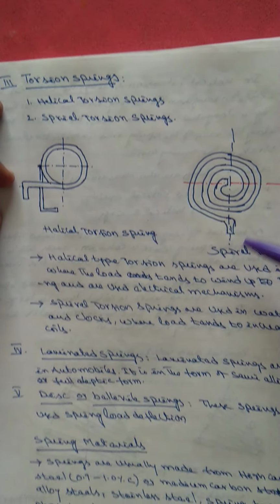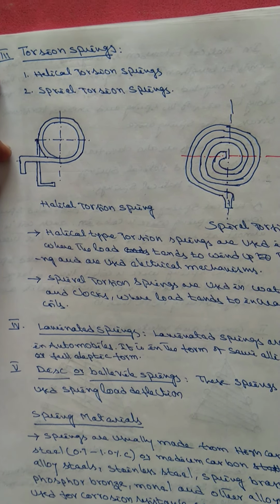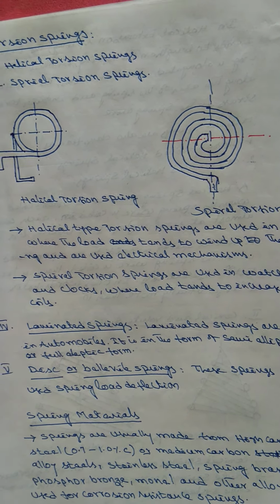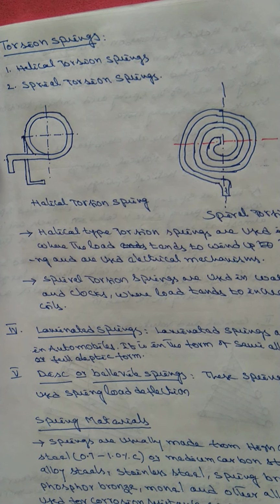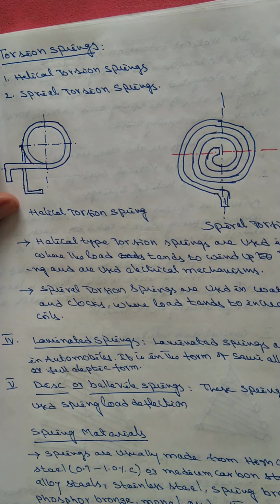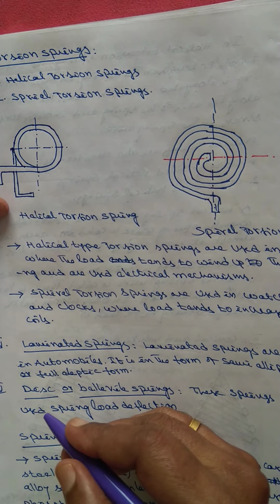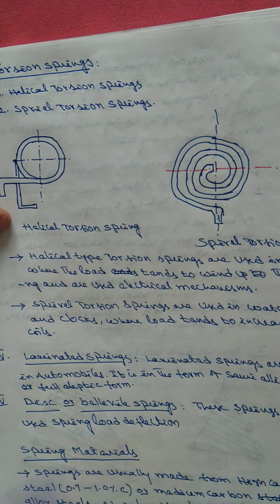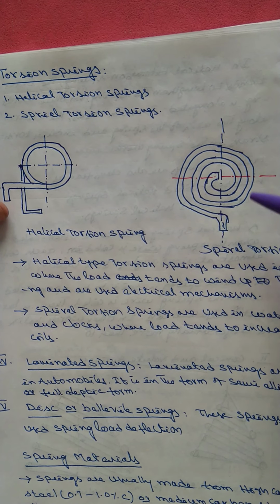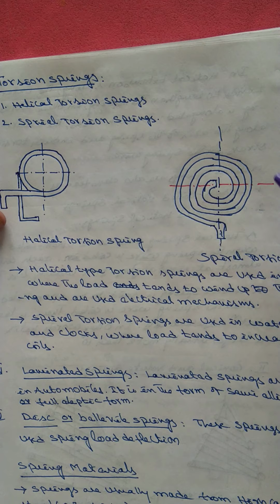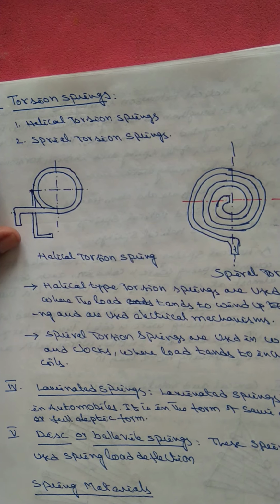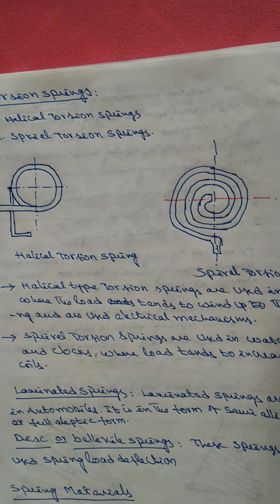We can observe that helical torsion springs are used to wind up the spring and are used in electrical mechanisms. In electrical motors especially we use helical torsion springs. At the same time, helical torsion springs are also used for force measurement. Spiral springs are used for both. So many applications are there. Spiral torsion springs are used in watches, clocks, and wherever the load tends to increase the coils. These are the applications for torsion springs.